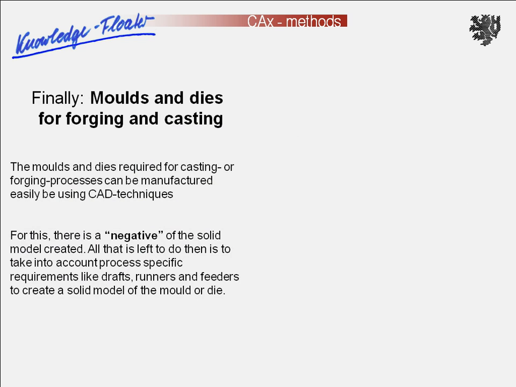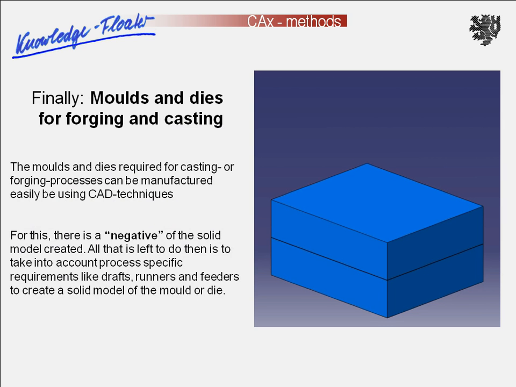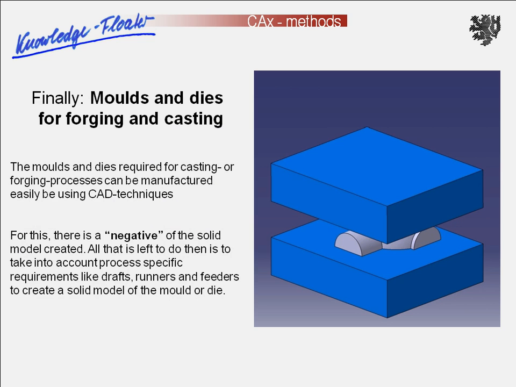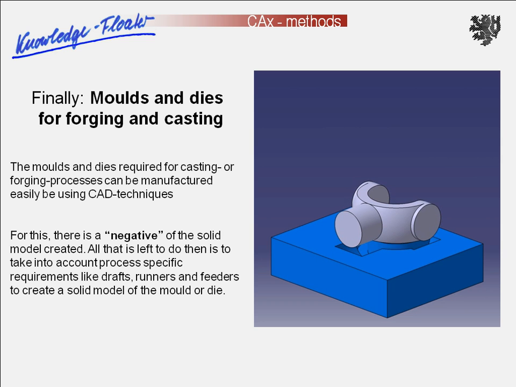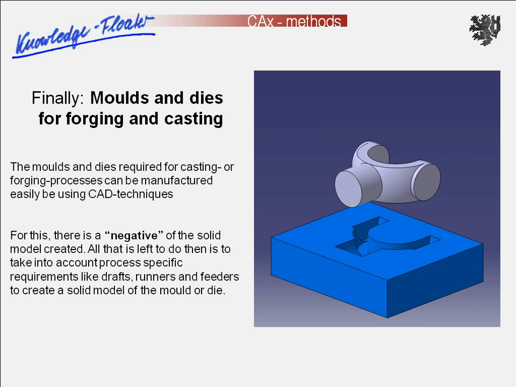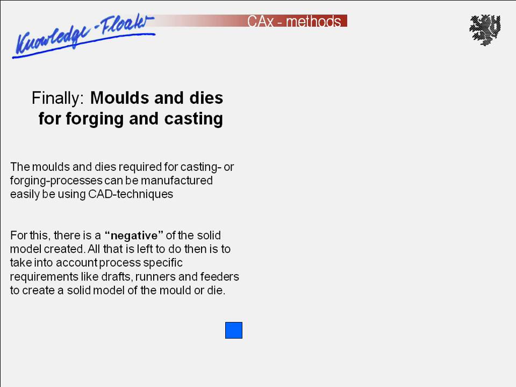Finally, molds and dies for forging and casting. The molds and dies required for casting or forging processes can be manufactured easily by using CAD techniques. For this, a negative of the solid model is created. All that is left to do then is to take into account process-specific requirements like drafts, runners and feeders to create a solid model of the mold or die.